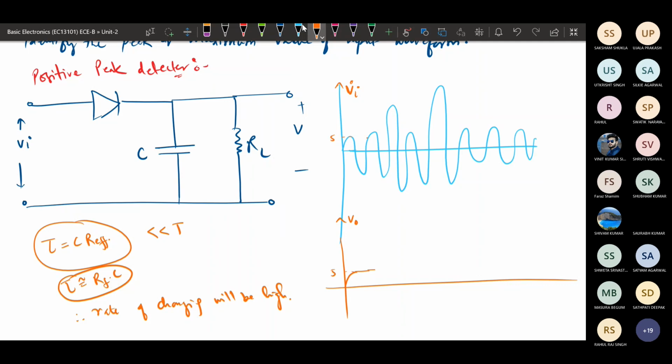After this point, suppose this is 6 volt. Now we are applying 6 volt, so the capacitor will be charged to 6 volt, and this 6 volt will remain up to here. Once it comes out to here, the capacitor is again charged to a positive value. So suppose this is 10 volt.